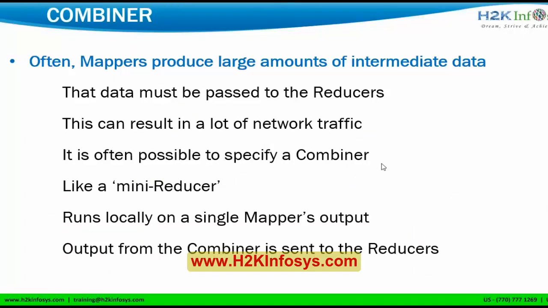Often mappers produce a large amount of intermediate data. As I told you, we would be writing these programs on big data, right? That is the keyword here. Often mappers produce large amounts of intermediate data as our input file is very, very huge. The data must be passed to the reducers. So don't you think the network traffic going to the reducer, through the intermediate values, might be very huge?